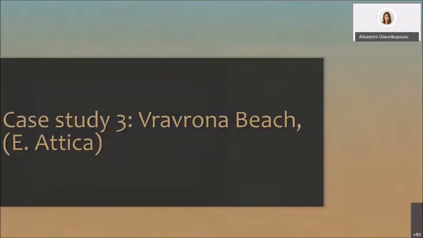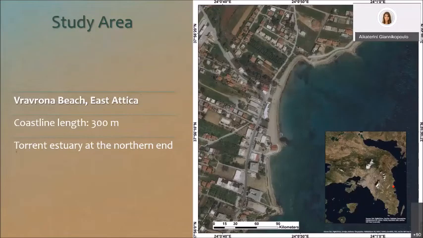The next case study focuses on the geomorphological features of Vravrona Beach, in order to determine the seasonal changes in shoreline position caused by both natural processes and human activities. Vravrona Beach is located in eastern Attica and has a total length of 300 meters, with a direction of north-northeast to south-southwest. At the north part of the beach there is a torrent estuary which supplies the coastline with fluvial torrential deposits. The northern limit of the beach is bounded by vegetation, while from the central part to the southern part there is intense anthropogenic impact.